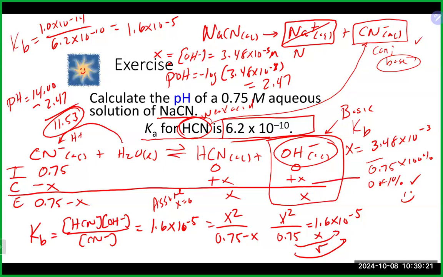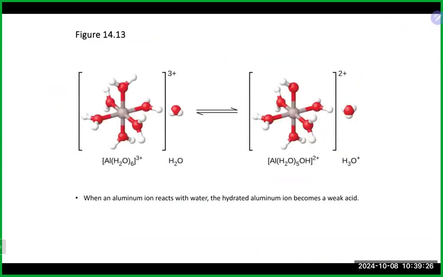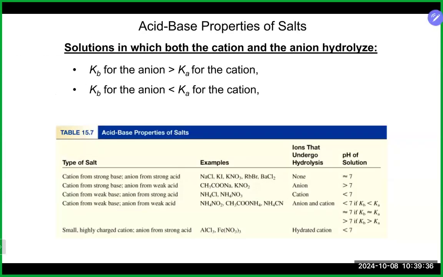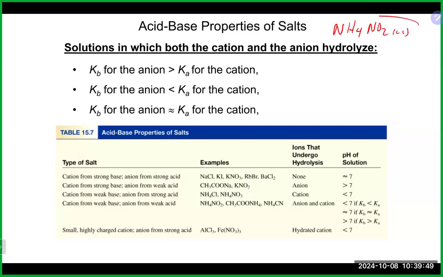All right. So up to this point, and here's a prettier picture of the aluminum going through hydrolysis here, we only looked at salts where one of the ions would go through hydrolysis. It is possible that you could have a salt, say like ammonium nitrite. Ammonium nitrite is ammonium and nitrite, right?